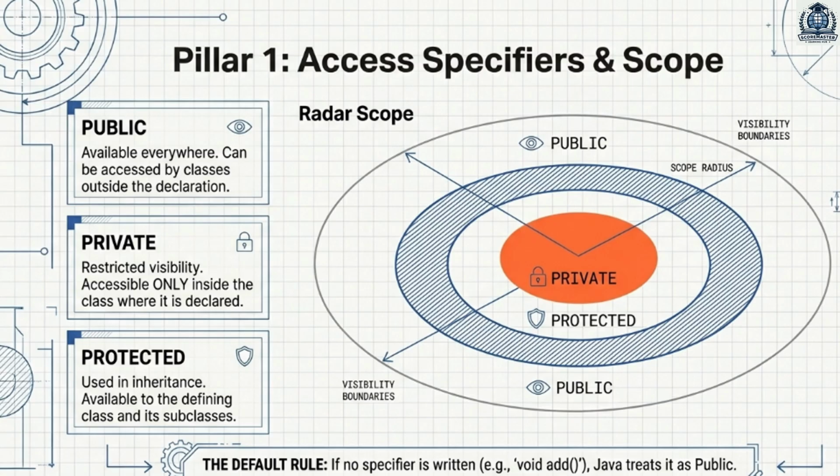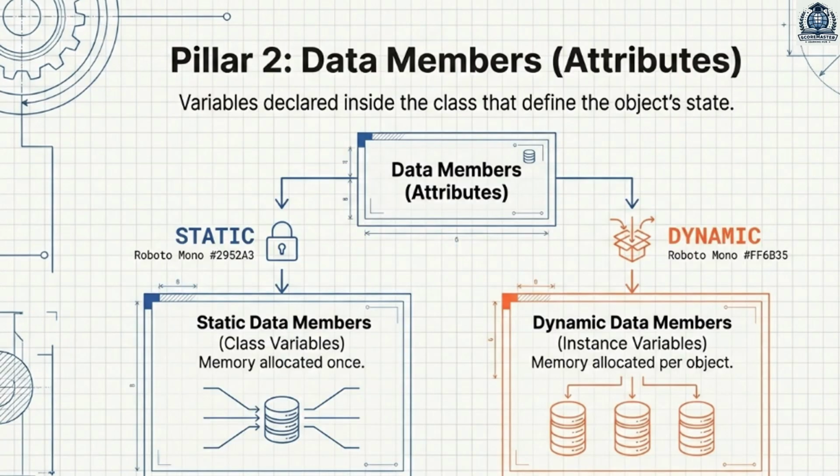One trap to avoid. If you don't specify an access modifier, Java does not treat it as public. It becomes default, package private, meaning only classes in the same package can access it. Many learners get this wrong. Data members, attributes, the variables inside a class that define what an object is. No data, no identity. Two types.